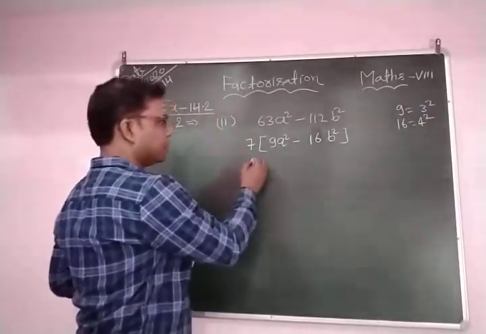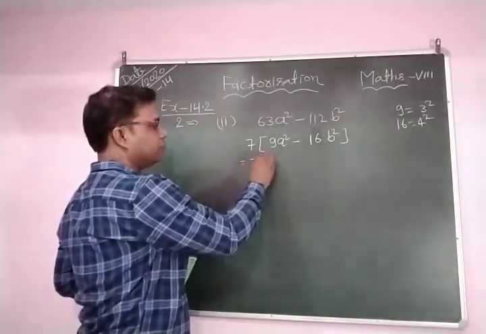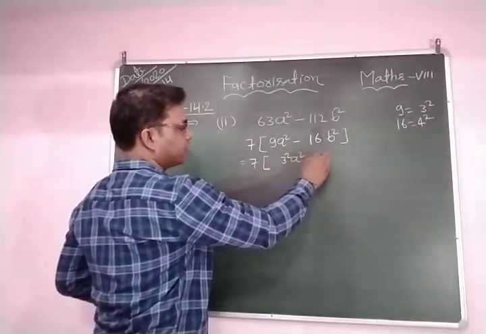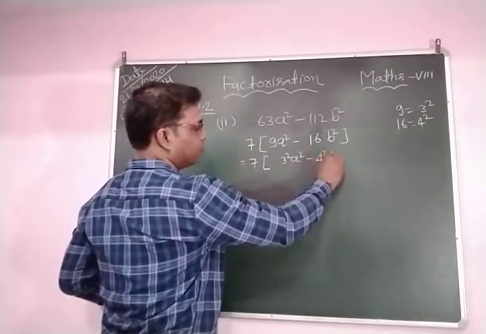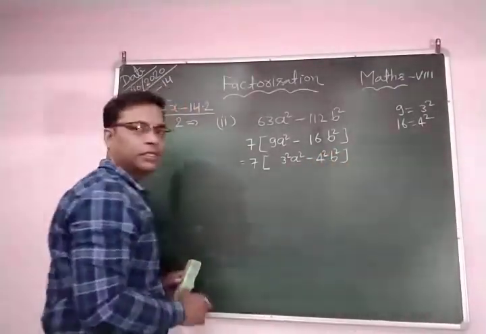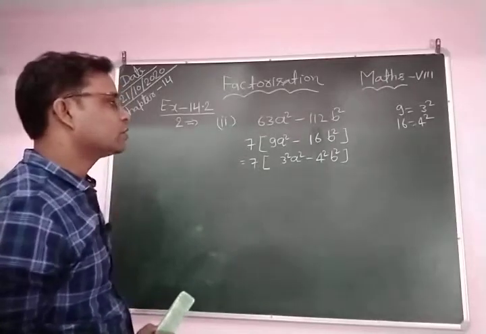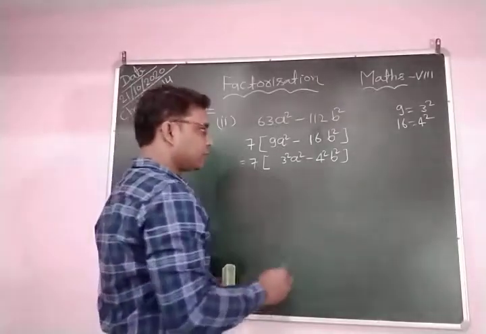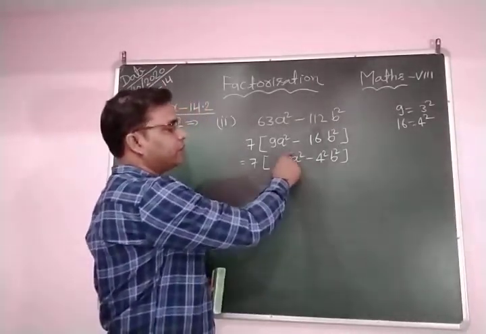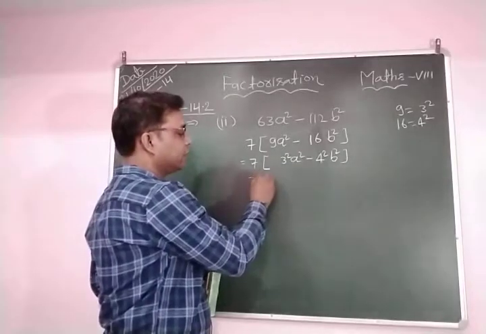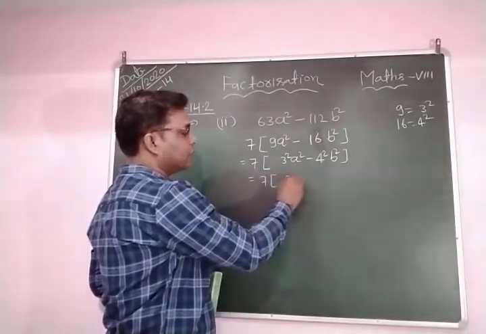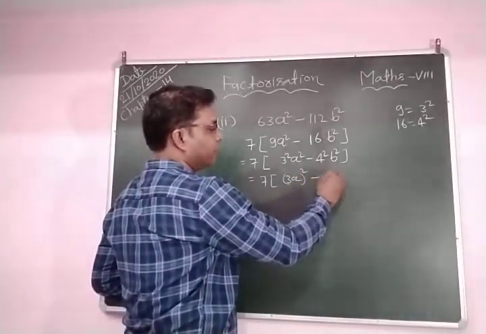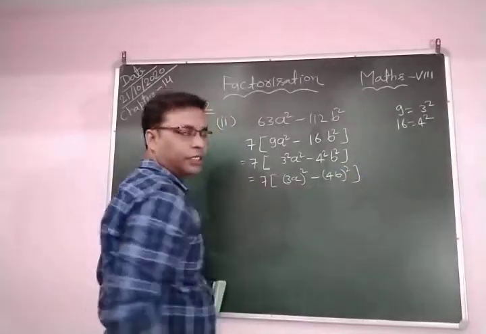So you can write here 7 in bracket 3 power 2 a square minus 4 power 2 b square. Here you can see base is different but power are same. Then you can write it as (3a) whole square minus whole square of 4b. This is clear?